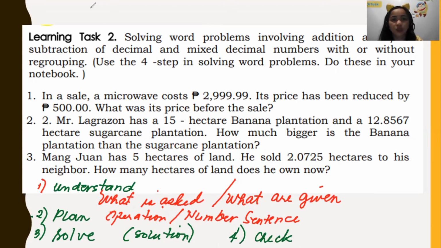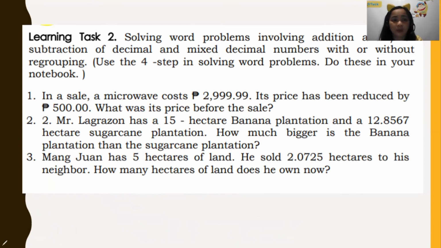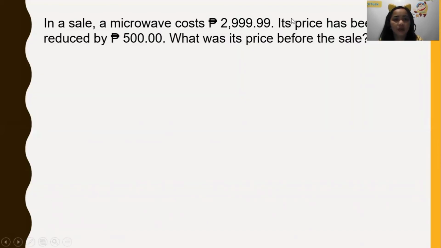Let's proceed to the first problem. I will be explaining the first problem. Now, the first problem here: in a sale, a microwave cost 2,999 pesos and 99 centavos. It has been reduced by 500 pesos. What was its price before the sale? So, there is a microwave oven.